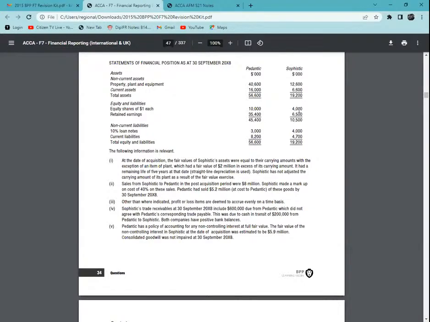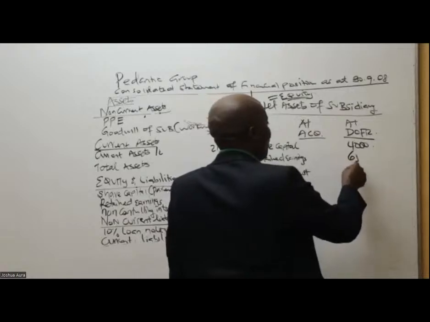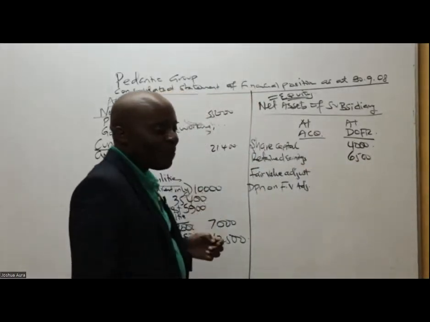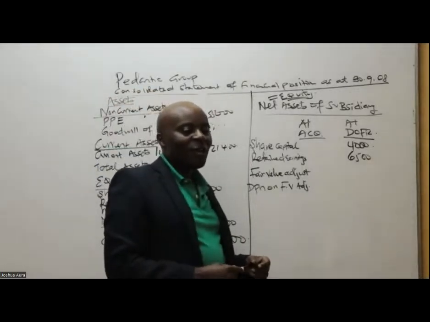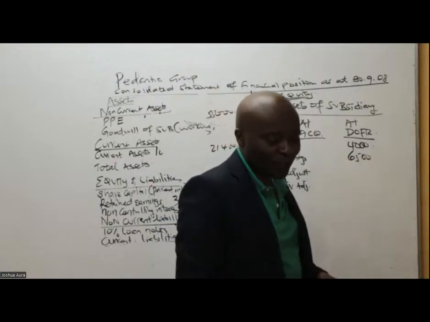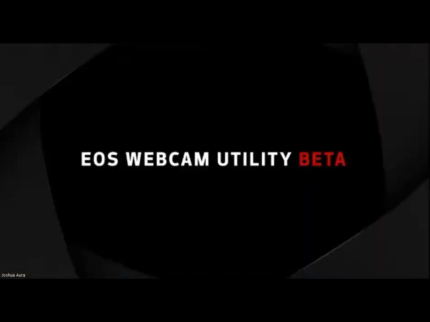Thank you so much. Next, retained earnings of the subsidiary at reporting is 6,500. At the date of financial reporting it is 6,500. Now, fair value adjustment. Is there somebody who can remember the fair value adjustment figure? Fair value adjustment is the same as revaluation.